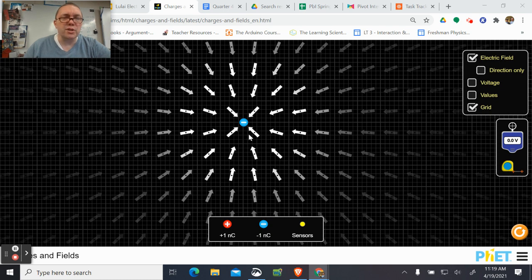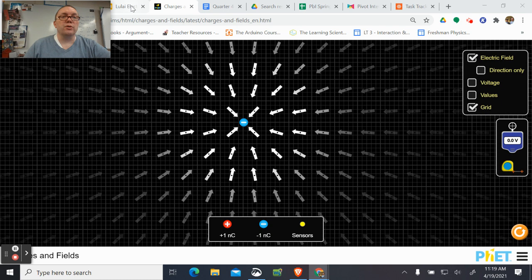In this simulation, they show a strong field by making the arrow more solid, bright or defined, almost dark, but it's white. As we get farther and farther away, the electric field gets weaker, and so this arrow gets more faint. Other simulations, instead of making these arrows darker or lighter, will make them longer. A longer arrow means the field is stronger.